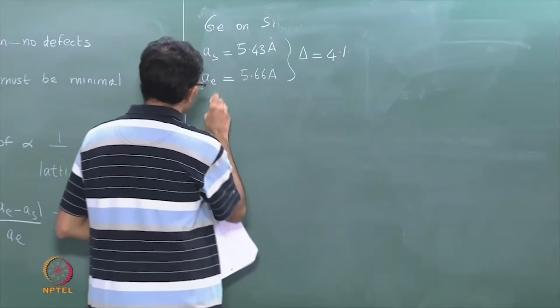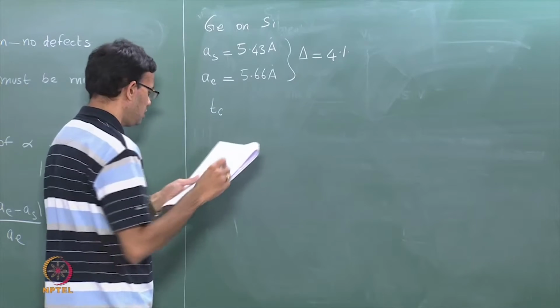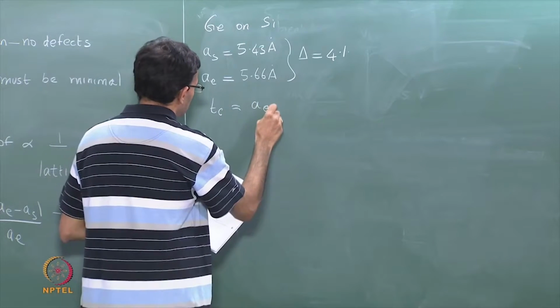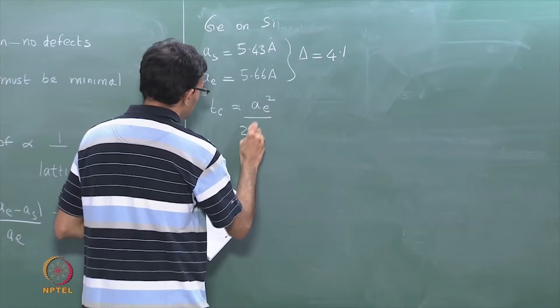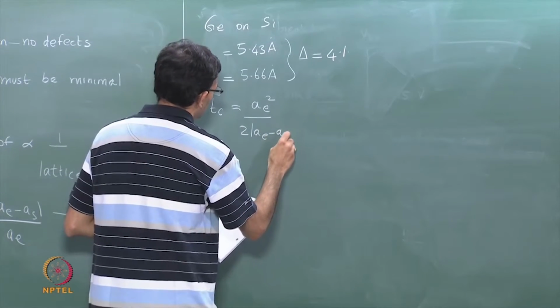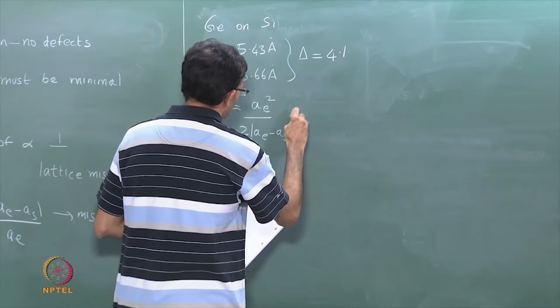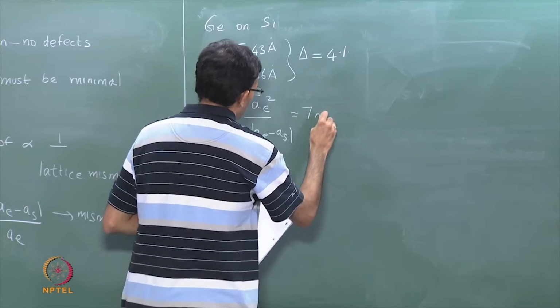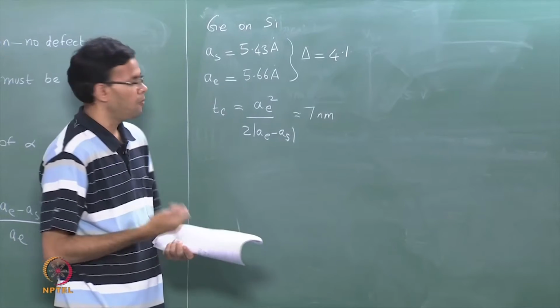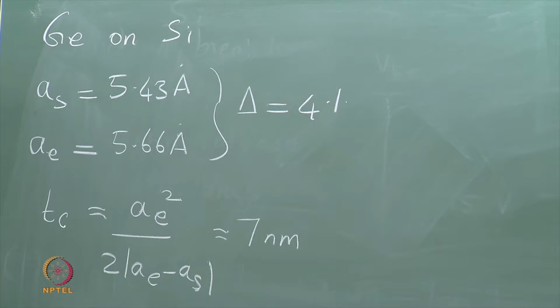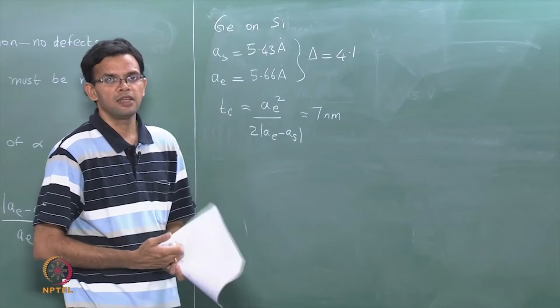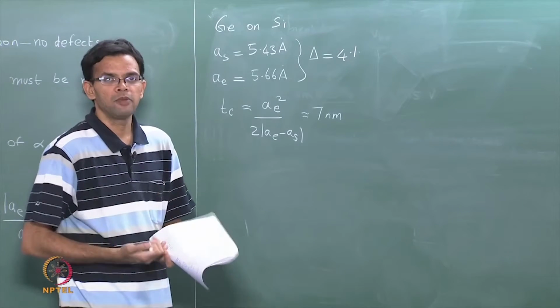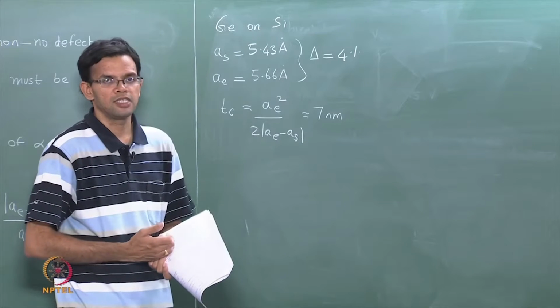So, the critical layer thickness that you can grow, if you use the formula AE square over 2 times AE minus AS, works out to around 7 nanometers, which means you can grow a layer of germanium on silicon up to 7 nanometers. There will be some inherent strain in the germanium, but if you go beyond that, you are going to form defects in the material. In the case of germanium and silicon, you actually have island formation, and this kind of growth is called Stranski-Krastanov growth.